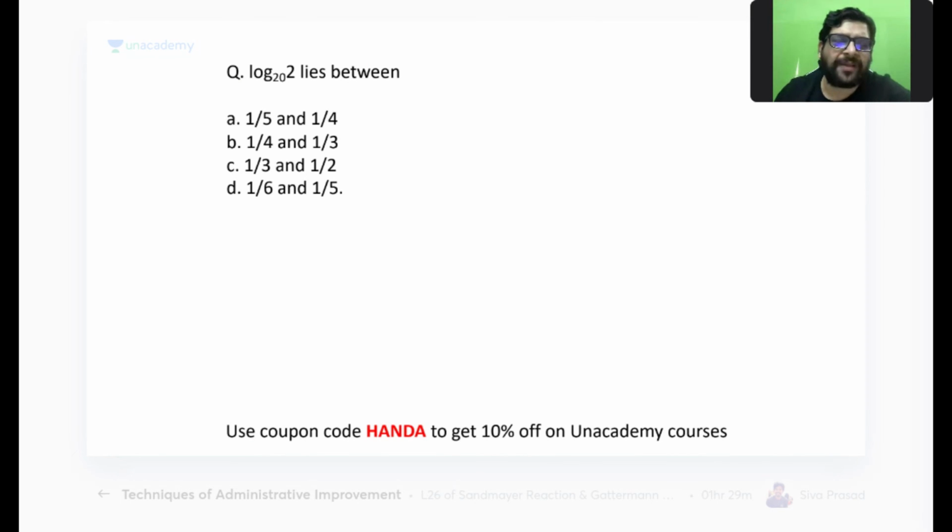Okay. So log 2 to the base 20 lies roughly in what range? Can you tell me that? Or how do I find this out? Basically, I'm asking you for log 2 by log 20. Now the problem is I don't know the exact value of log 20, or I don't know the exact value of log 2 also.